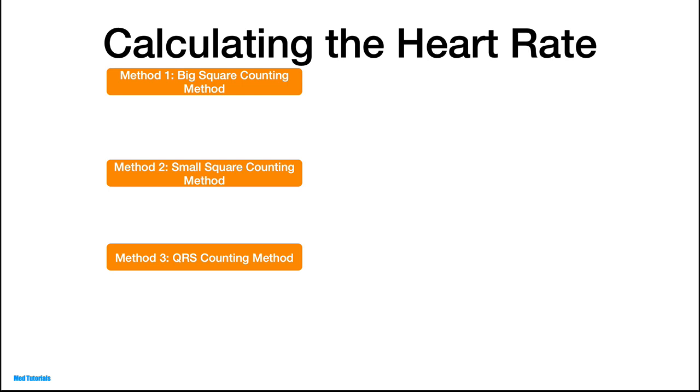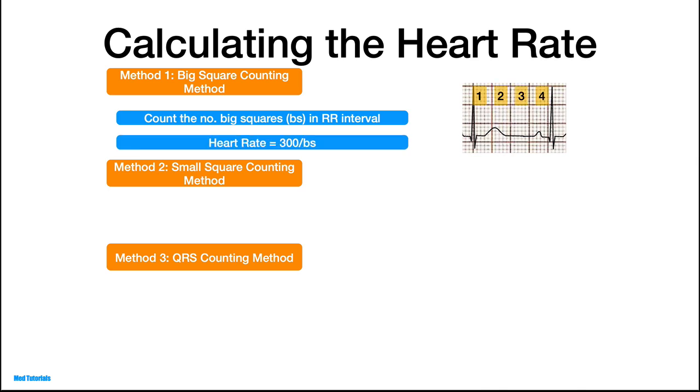So coming to method number 1, big square counting method. Here you count the number of big squares in the RR interval, and you get the heart rate by 300 divided by the number of big squares. So in this case it would be 300 divided by, you could take it as 4, and you would get an approximate heart rate. And this is the easiest method that we use.